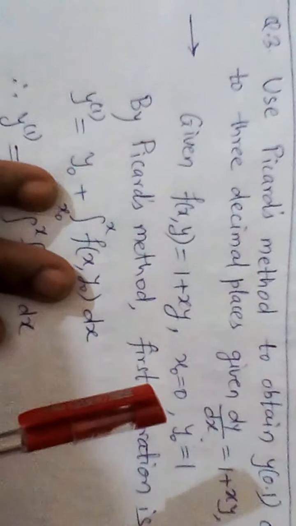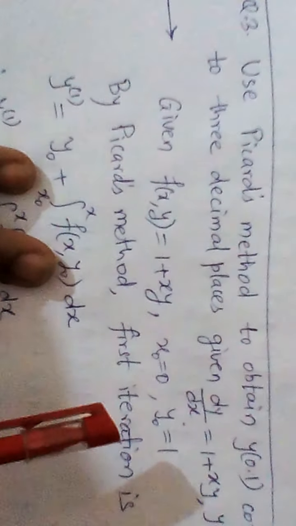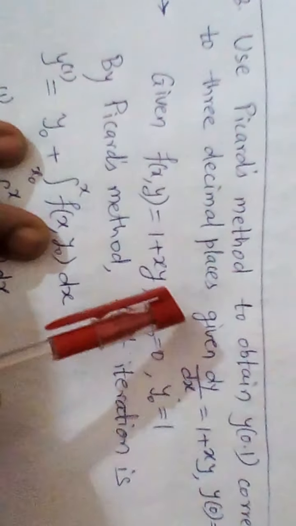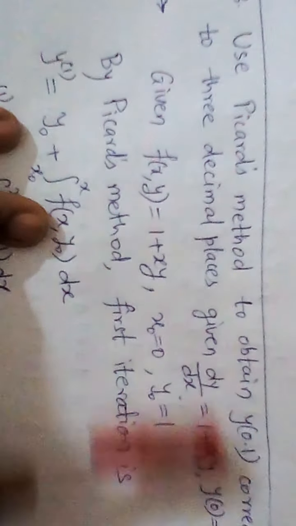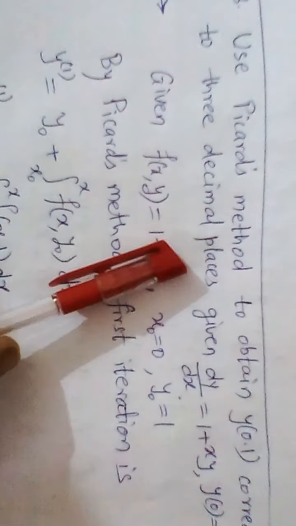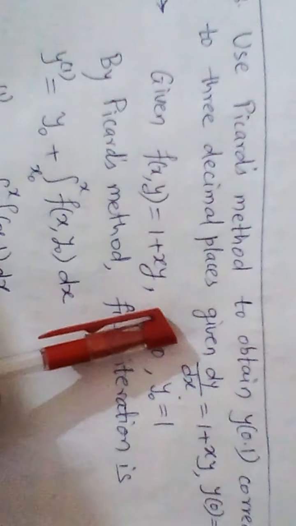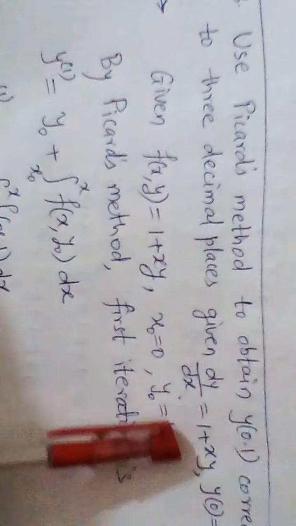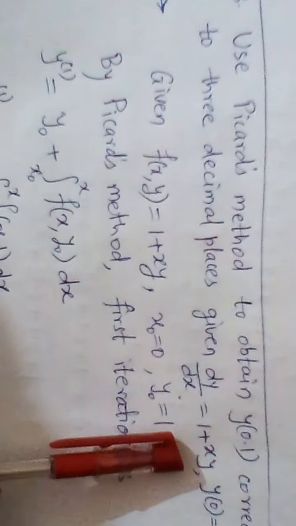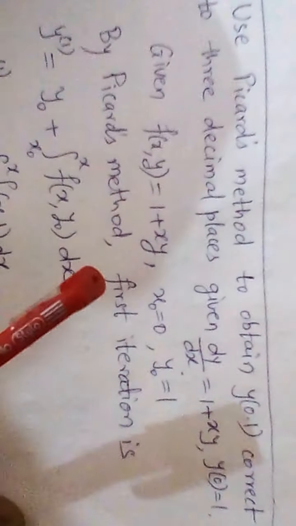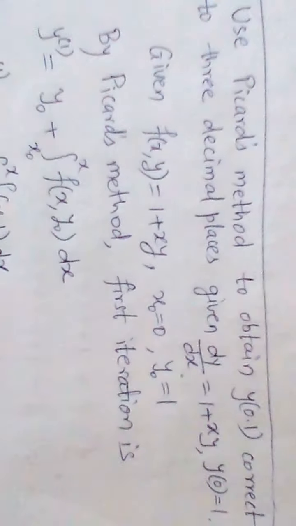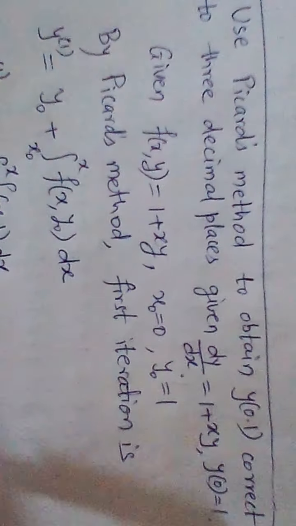Let us have more practice. One more question let us deal with. The question is, use Picard's method to obtain y of 0.1 correct to 3 decimal places given dy by dx is equal to 1 plus xy, y of 0 is equal to 1.